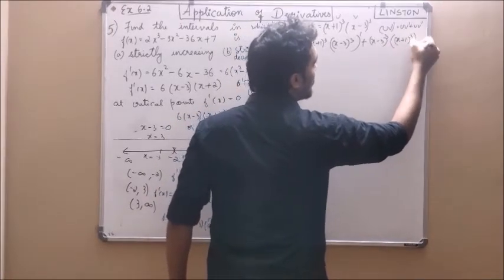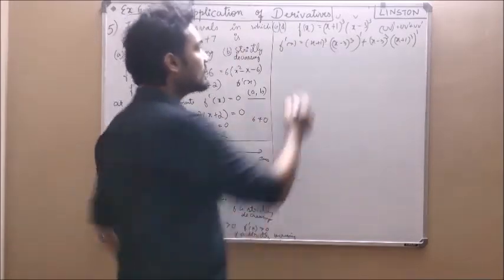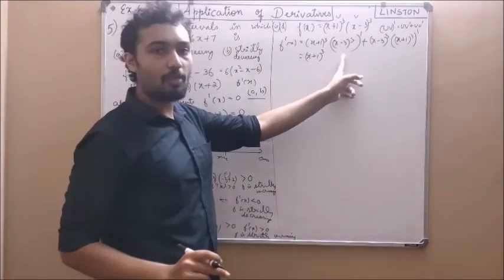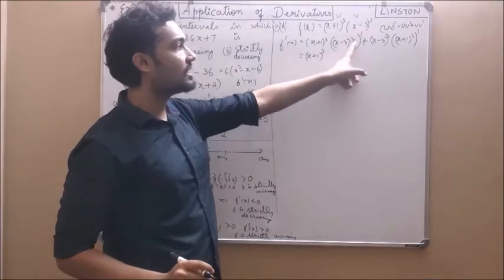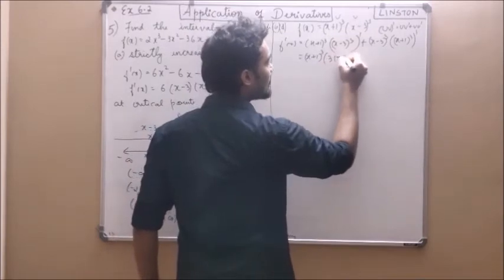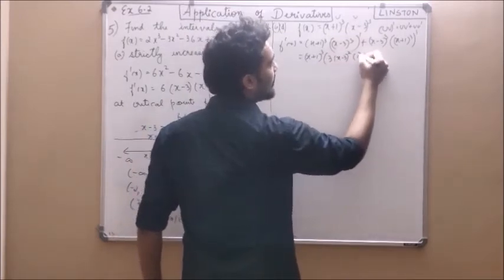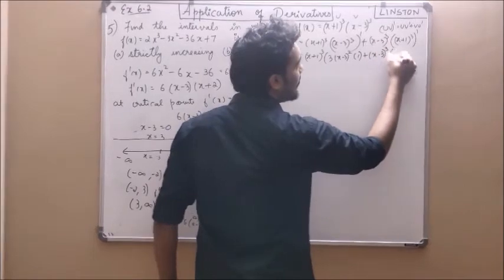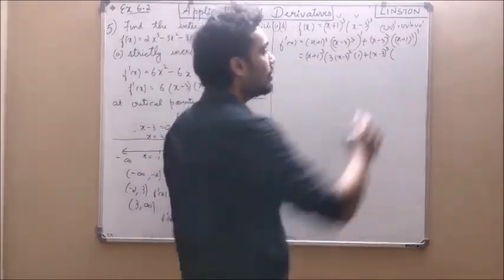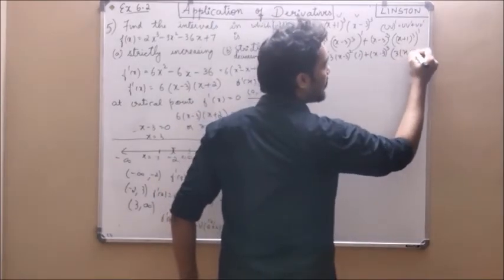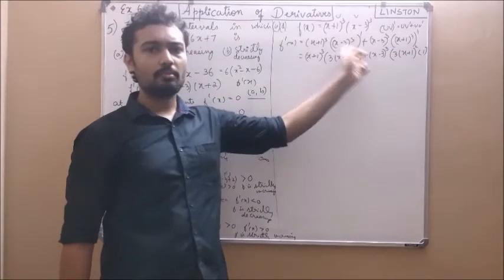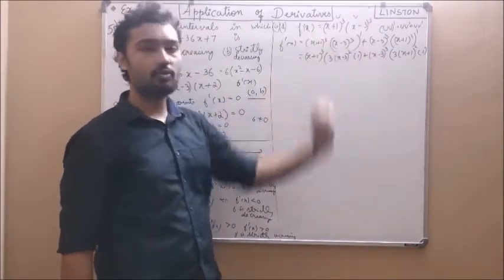Now differentiate this. It is (x plus 1) cubed times the derivative of (x minus 3) cubed. This is a composite function, the first is a power function, next is this. So the derivative is 3 into (x minus 3) squared into 1, plus (x minus 3) cubed into the derivative of (x plus 1) cubed. Apply the chain rule: 3 into (x plus 1) squared into 1. Here we applied the chain rule. By now you should be thorough with the chain rule and how to differentiate.